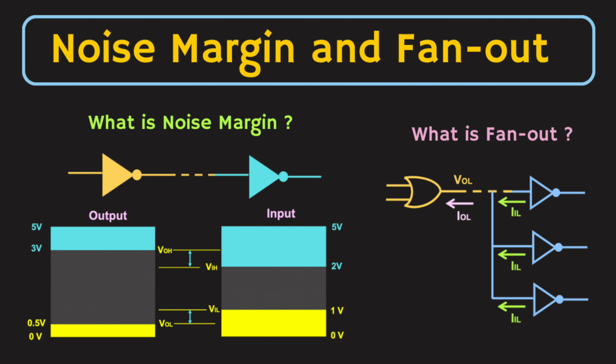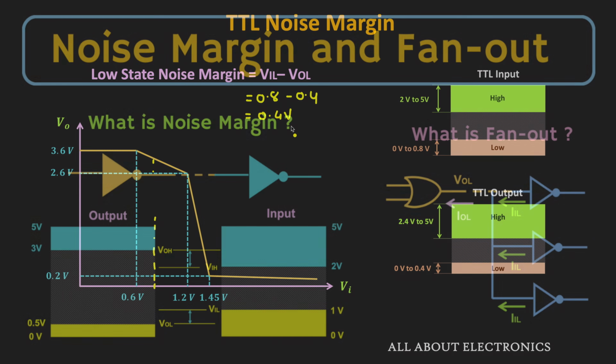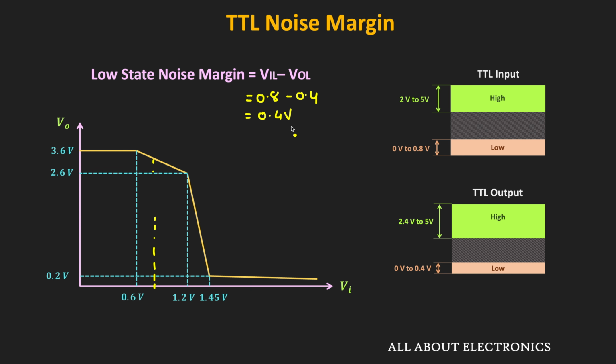Well, what is noise margin? I have already covered earlier in the separate video. So here I am not going into the detail, but for more info you can check that video. Similarly, if you see the high state, then here this VIH is equal to 2 volt. So this VIH is the minimum input voltage that can be considered as the logic high. And similarly, this VOH is equal to 2.4 volt. That is the minimum output voltage that can be considered as the logic high.